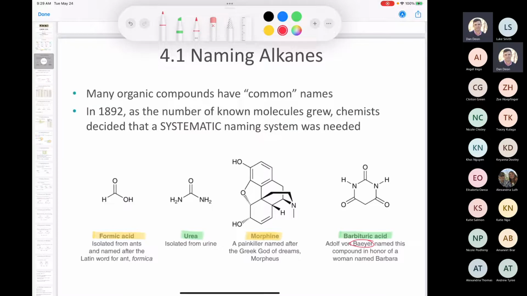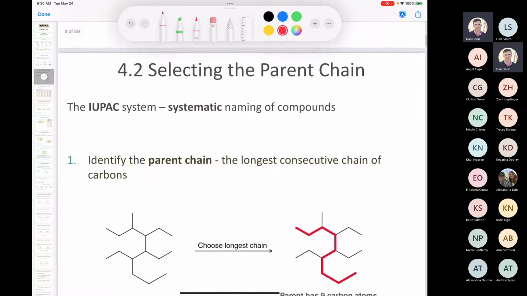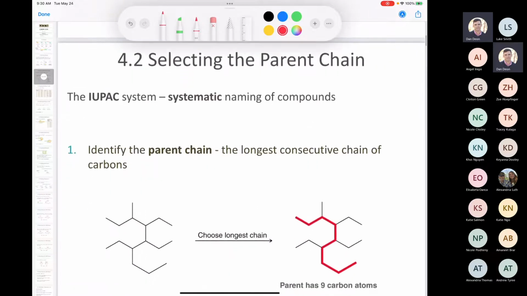For marketed drugs, they'll have trade names like Zoloft and Losec and Lipitor. However, drugs will have IUPAC names as well. And so we have to learn how to name alkanes according to the IUPAC rules. And if you're wondering what IUPAC is, it's the International Union of Pure and Applied Chemistry.